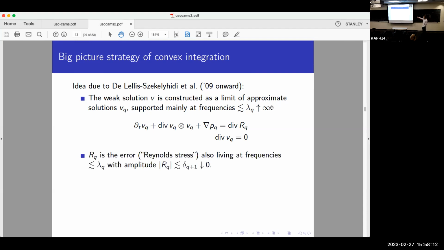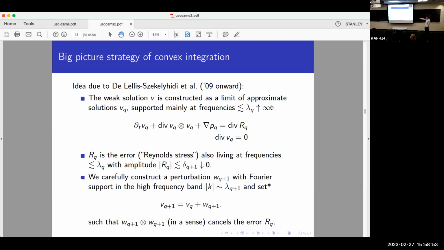So we say that the velocity field and the error, which we call a Reynolds stress, are supported at frequencies up to some large frequency lambda, and that the amplitude of the Reynolds stress is going to 0, and we call that amplitude delta_{q+1}. So q here refers to the steps of this iterative process. So this equation corresponds to the current state of our iteration at the qth step, and then we proceed to q+1 and q+2, and then as q goes to infinity, we hope to achieve our desired weak solution to Euler.